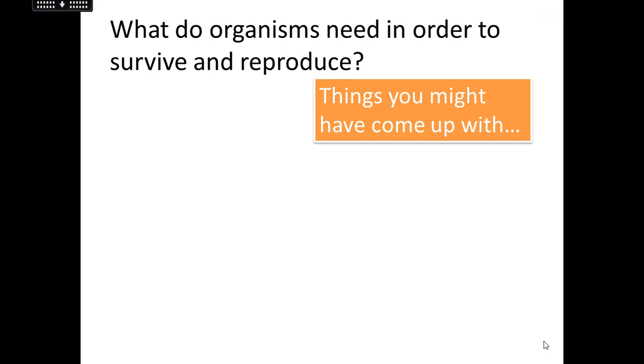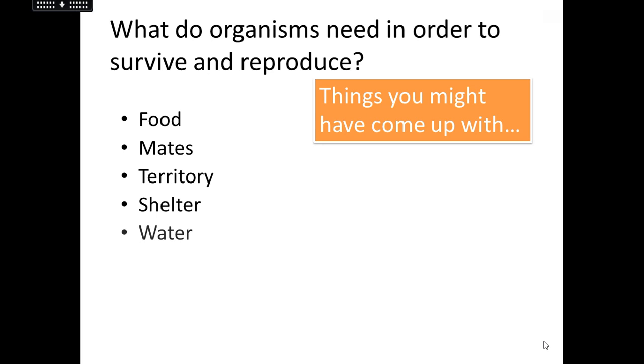So some different things you might have come up with in your little list. You might have come up with food, a fairly obvious one. Mates, and I don't mean your mates as friends. I'm talking in terms of finding an opposite gender in order to reproduce. For example, an antelope will need to find the opposite gender in order to reproduce and make a baby antelope. Territory, needing its space in order to find its food and find its mates as well. Shelter, somewhere to hide, somewhere to raise its young potentially. Water, very important for any living thing.